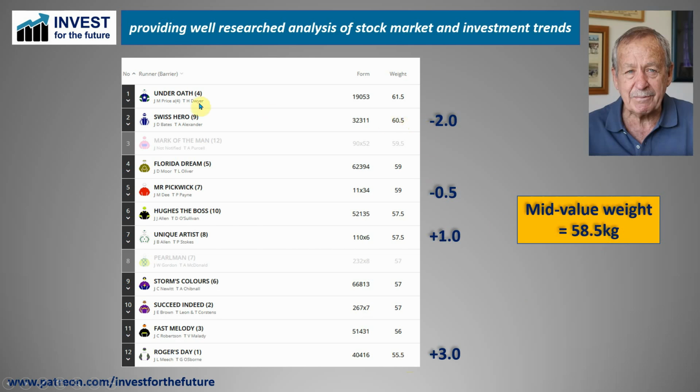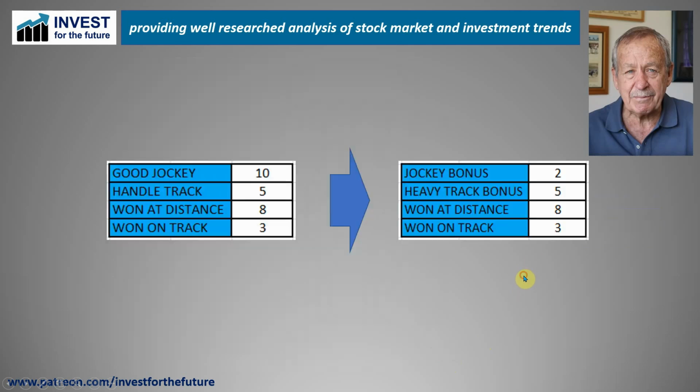If we look at Swiss Hero carrying 60.5 kilograms, it's 2 kilograms more than the mid-value weight, so it gets a penalty of 2 points. Mr. Pickwick is carrying 0.5 kilogram more, so it gets a penalty of 0.5 point. Unique Artist is carrying 1 kilogram less, so he gets a bonus of 1 point. And the bottom weight, Rogers Day, gets the full bonus of 3 points in this situation.